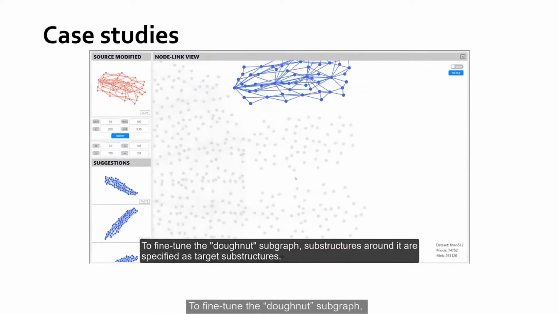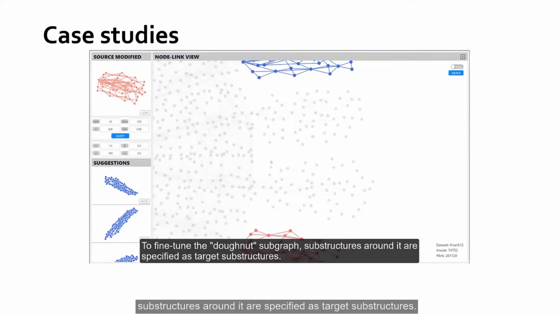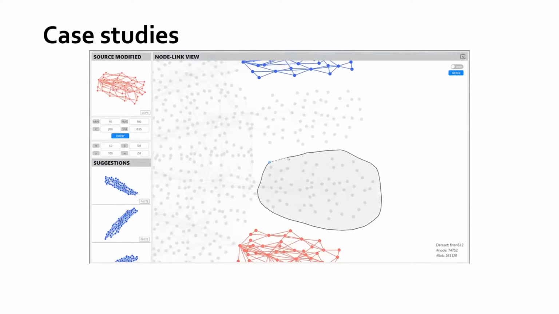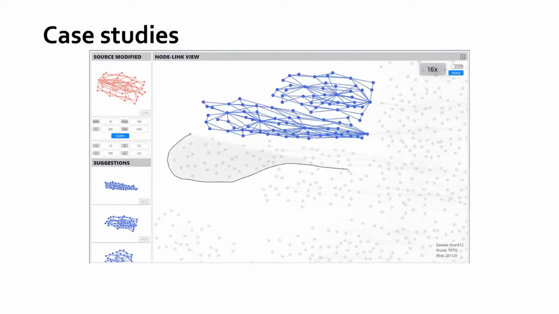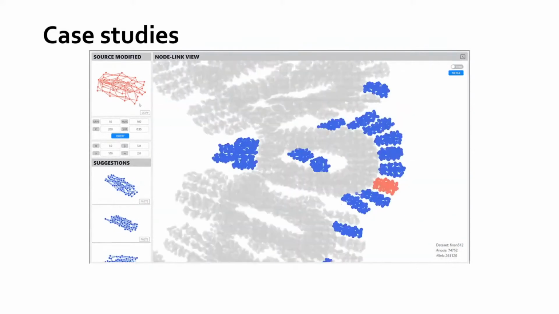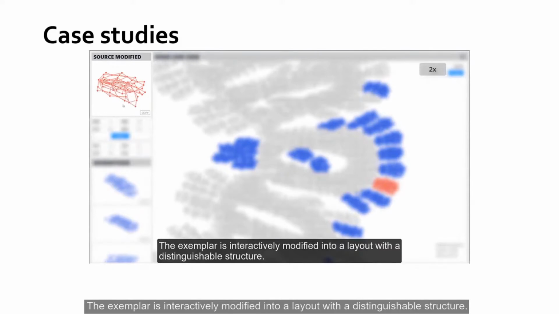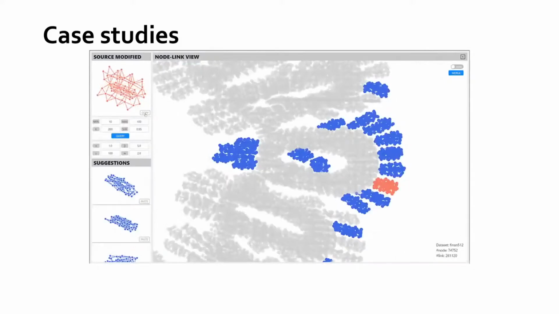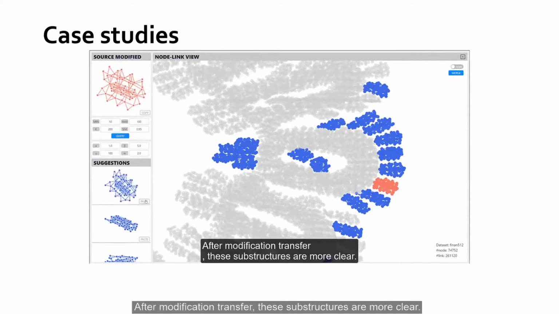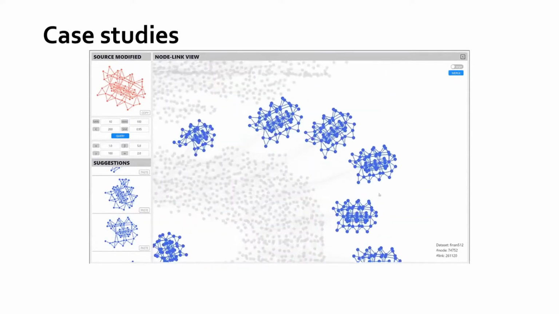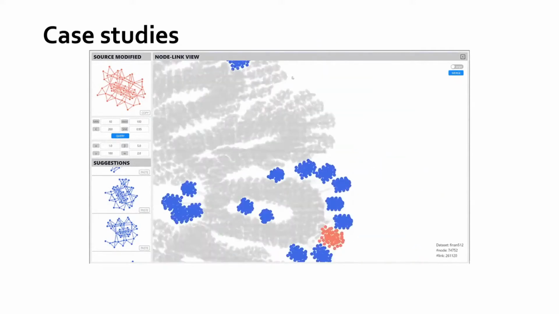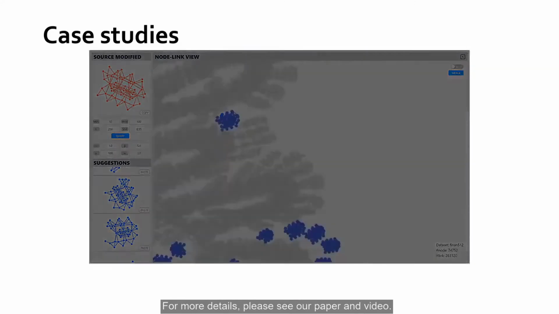To fine-tune the donut subgraph, substructures around it are specified as target substructures. The exemplar is interactively modified into a layout with a distinguishable structure. After modification transfer, these substructures are more clear. Modified substructures are merged into the entire graph. For more details, please see our paper and video.